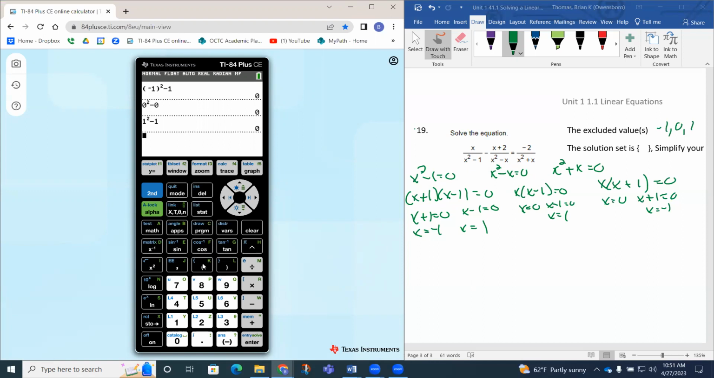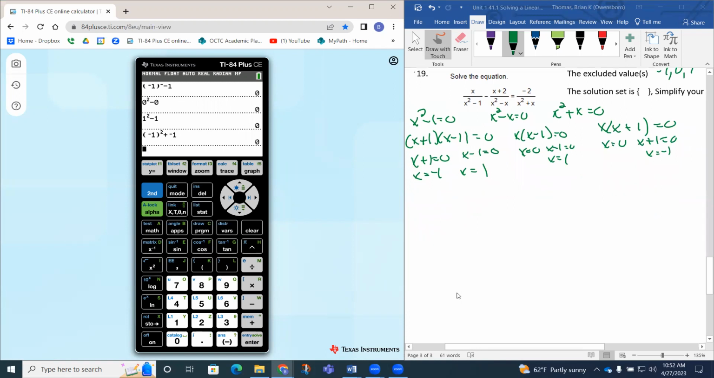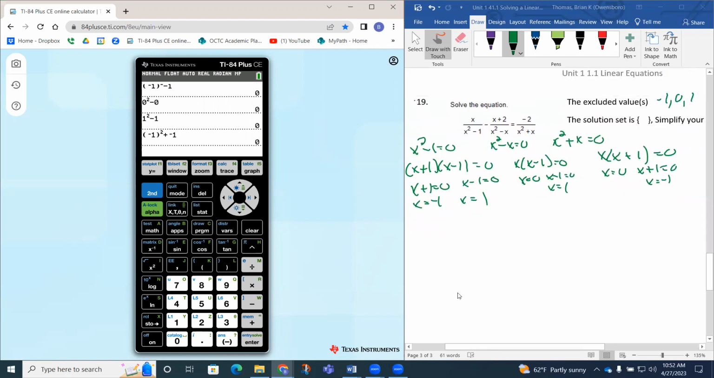Let's just double check the -1. In parentheses, -1 squared plus -1, that's going to give me 0 as well. So those are our exclusions. When I solve this equation for x, if I get -1, 0, or 1, I have to exclude it from my final answer. So let's go ahead now and rewrite this problem.